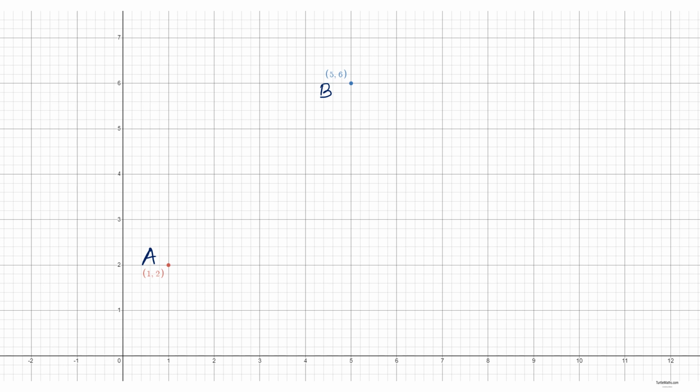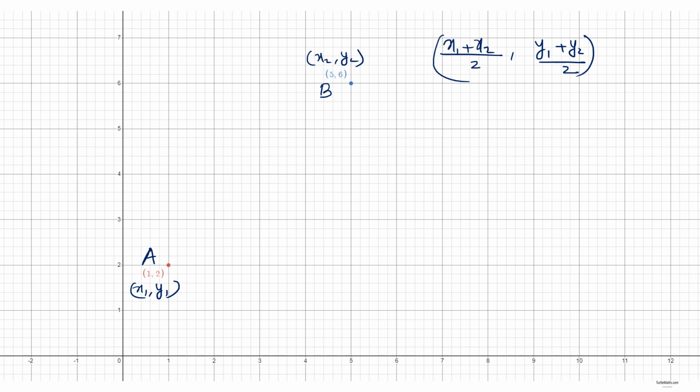To find the midpoint in 2D, we use the formula x1 plus x2 divided by 2 and y1 plus y2 divided by 2. So here x1 and y1 are the coordinates of A and x2 and y2 are the coordinates of B. So let's plug in our values.